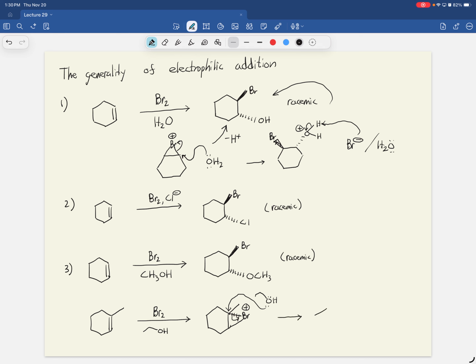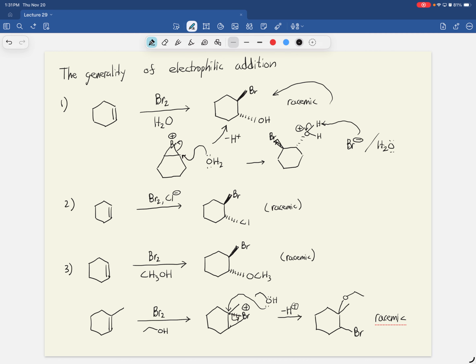And then the final product would be, after you lose the hydrogen ion here, you'll get this ether here. And it's also racemic. All right, so it follows Markovnikov. Well, it actually eventually follows anti-addition, Markovnikov selectivity. So they added to the more substituted side of the alkene.